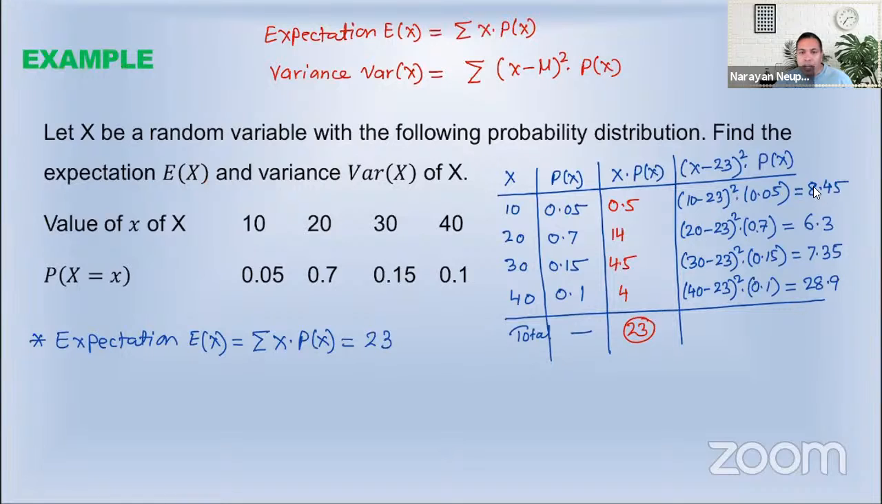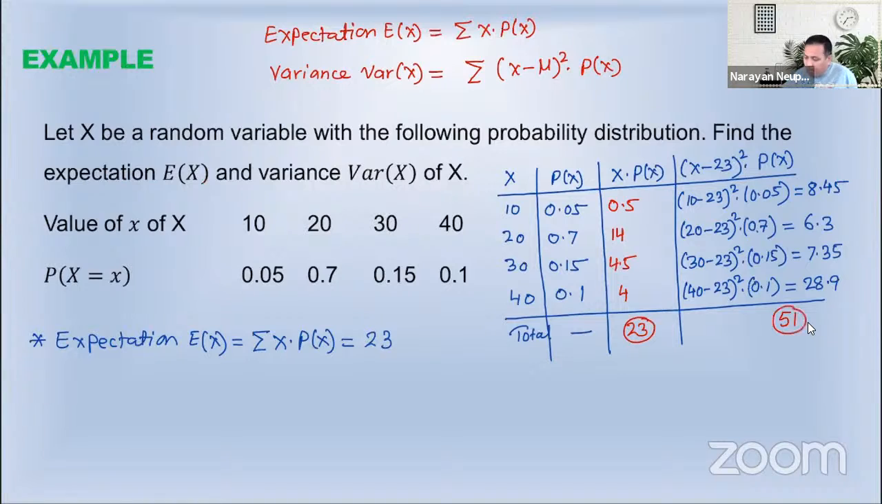So we need to add all these: 8.45 plus 6.3 plus 7.35 plus 28.9. If you add all that, check what you'll get. How much did you get? 8.45 plus 6.3 plus 7.35 plus 28.9. 51. Exactly, it's 51. Very good.